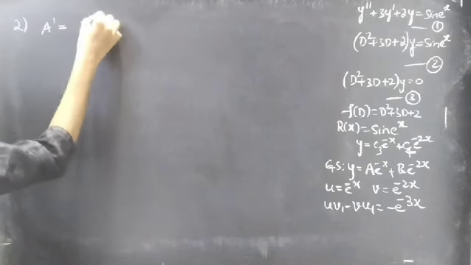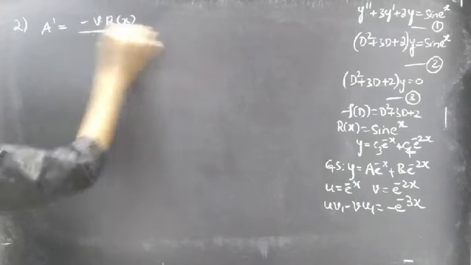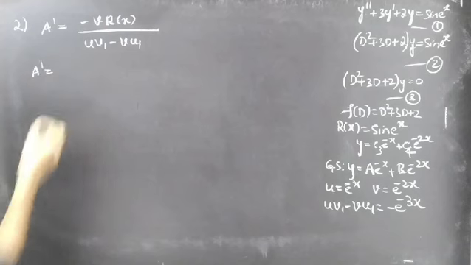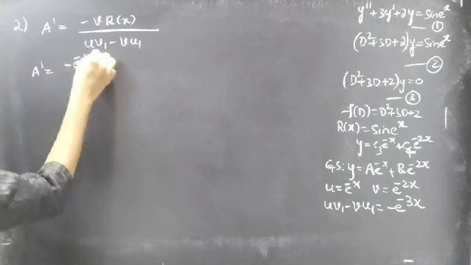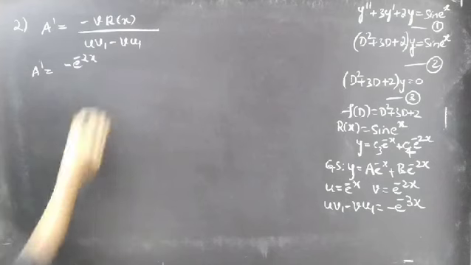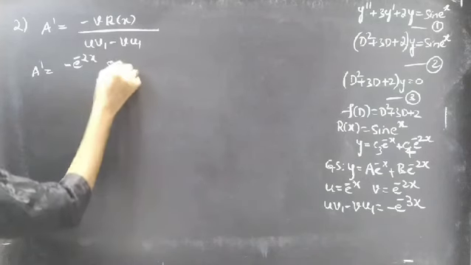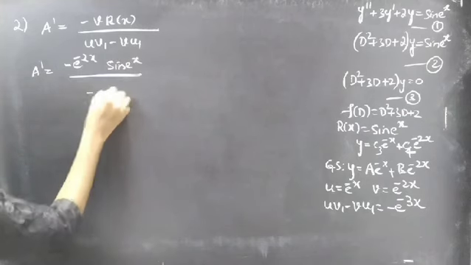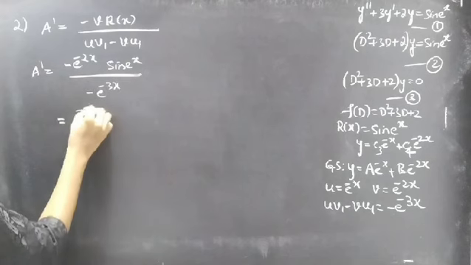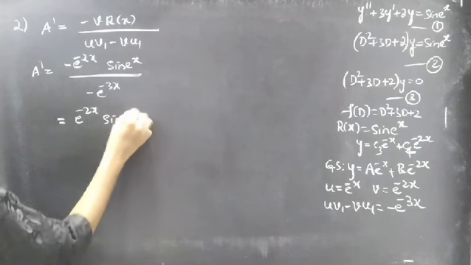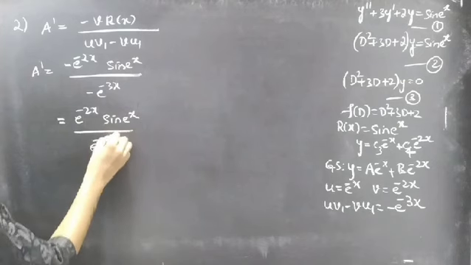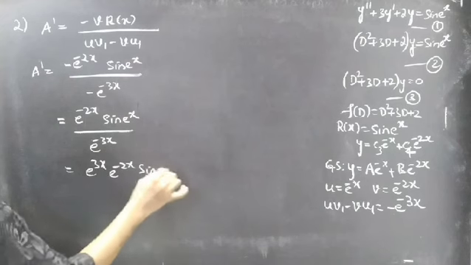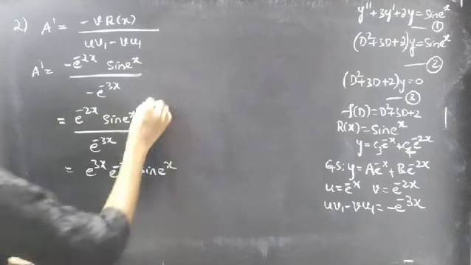A dash is given by minus v into r of x by uv1 minus v1, right? Then a dash equals minus v, which is e power minus 2x, into r of x, which is sine e power x, by uv1 minus v1, which is minus e power minus 3x. This gives us e power minus 2x into sine e power x by e power minus 3x, or we can write it as e power 3x into e power minus 2x sine e power x.